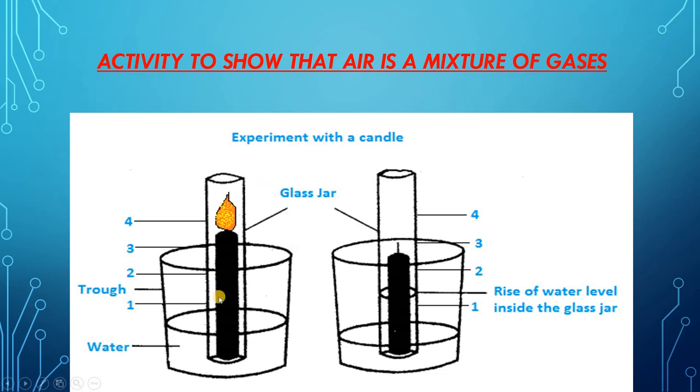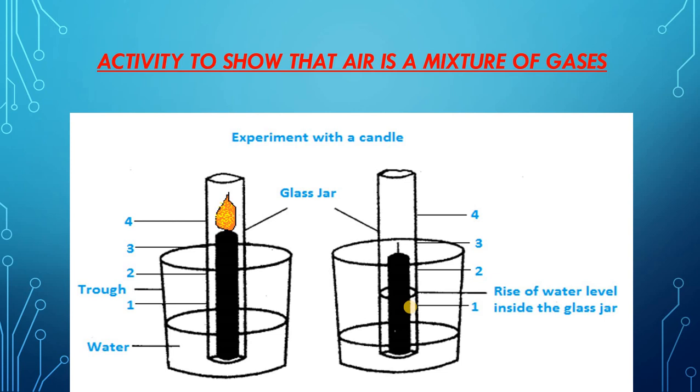Just place the inverted glass jar over it. Now what you will find? You will find that after a short time, the candle stops burning. Here you see the candle has stopped burning and water rises up in the glass jar. Here you see the water. It is the initial level of water. Now the water has risen inside the glass jar to a certain level. Now the question comes: why did the candle stop burning?